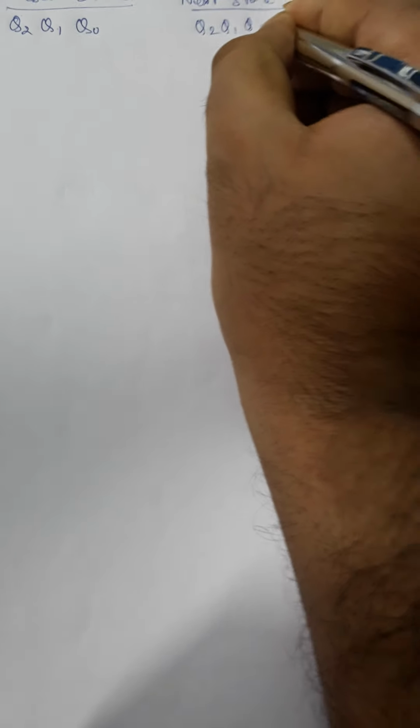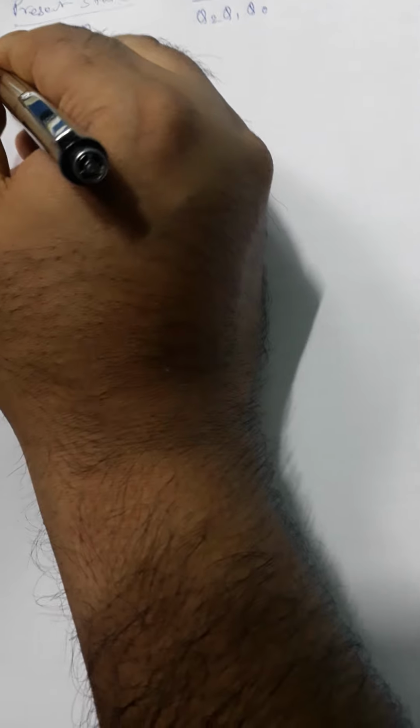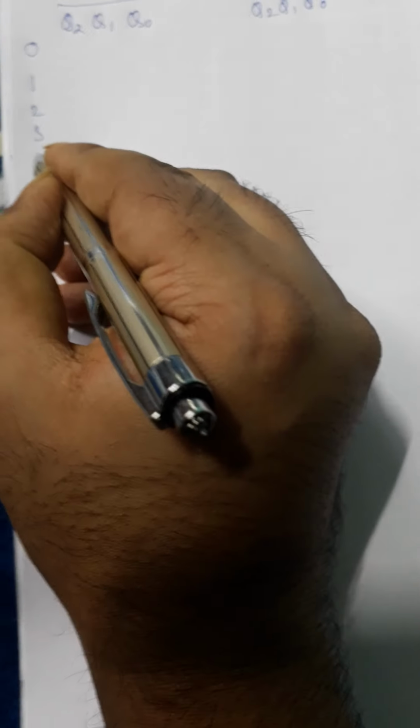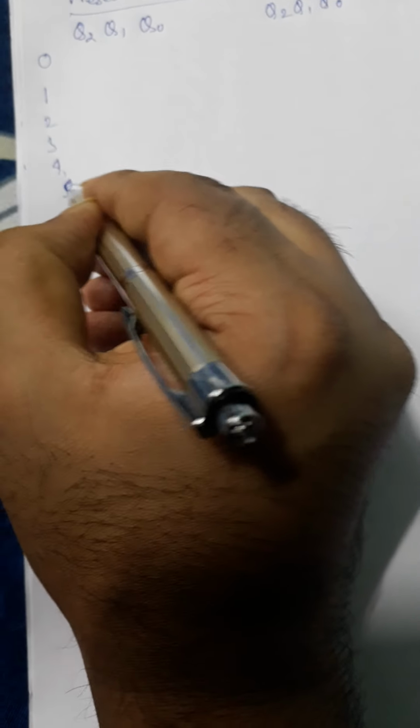In case of the next state, it will again be Q2, Q1, Q0, and likewise. So what are the outputs? How would we like the output to change? We would like to start from 0, then 1, then 2, then 3, then 4. Not 5, because this is a mod 5 counter. After 4 it should go down to 0, right? So that is what we are writing.